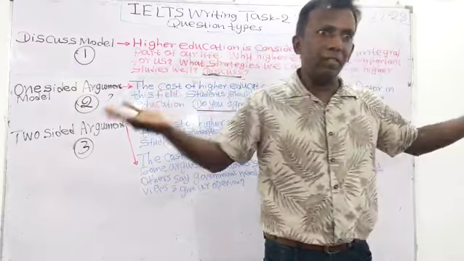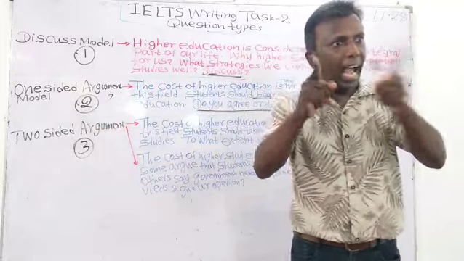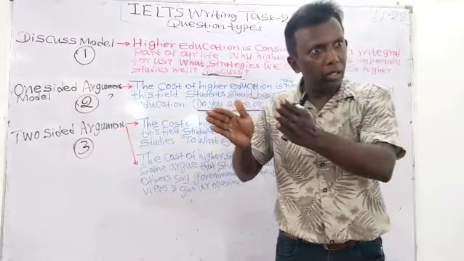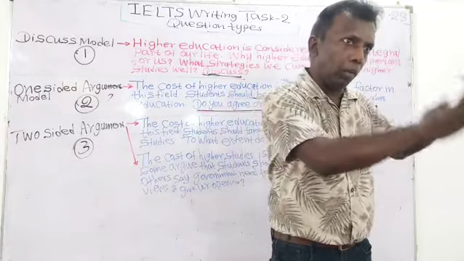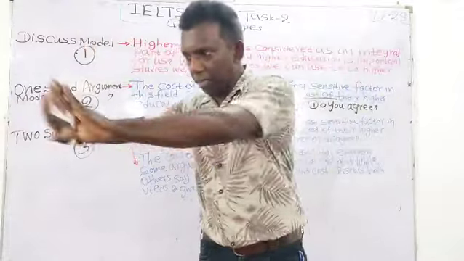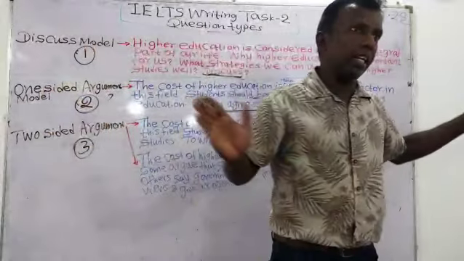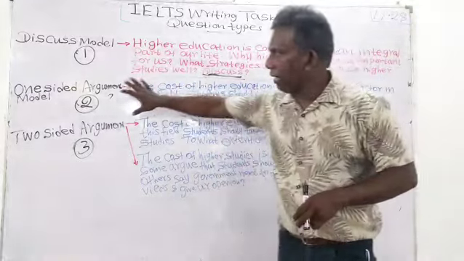So on both sides we have facts and figures. If you think agree, you should support to prove that. If you select disagree, you should support to prove that. But that is only one side. Agree one side, otherwise disagree one side. That's all. Is it clear to you? This we call the one-sided argument model.